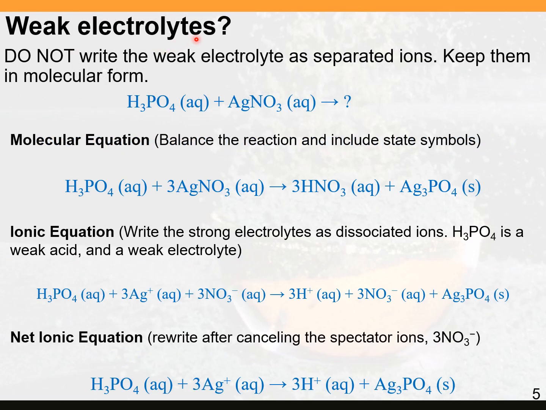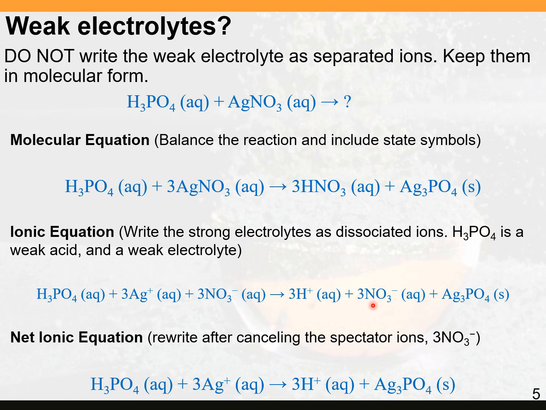How about weak electrolytes? Since only strong electrolytes are written as separated ions in the ionic equation, weak electrolytes stay in molecular form. In the reaction between phosphoric acid and silver nitrate, the products are nitric acid and silver phosphate precipitate. When writing the ionic equation, phosphoric acid is kept in molecular form because it is a weak acid and a weak electrolyte. Silver nitrate is a strong electrolyte, therefore it is written as separated ions. Nitric acid is a strong acid, therefore a strong electrolyte and written as separated ions.